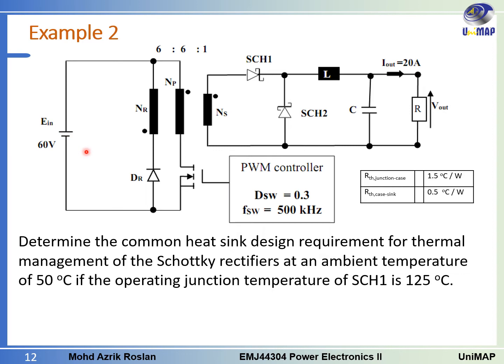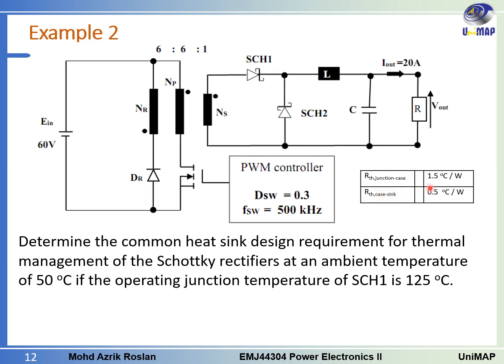Okay, now we move to the second example. In this circuit, we still use the forward converter. Then we have the Rth junction to case, which is given as 1.5 degrees C per watt, and Rth case to sink, 0.5 degrees C per watt. If you compare this to the first example, in the first example it gives the value of Rth junction to sink. In this case it gives the junction to case and then case to sink.